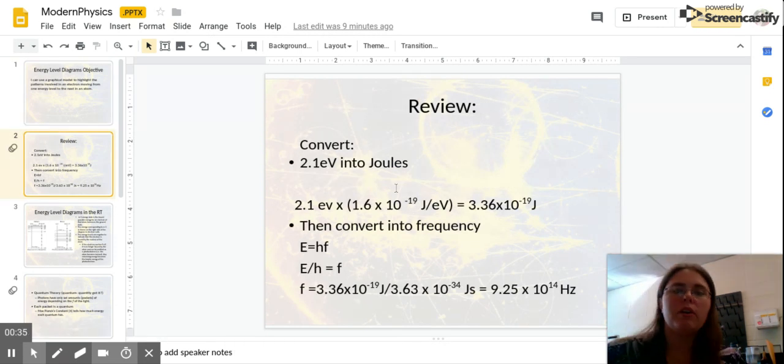So we are first going to review how to convert from electron volts into joules, because you'll need to know this for later in the video. So first we just take 2.1 electron volts and multiply that by 1.6 times 10 to the negative 19th joules per electron volt, and that becomes 3.36 times 10 to the negative 19th joules. And then we can convert that into frequency using energy is equal to Planck's constant times frequency, and that is 9.25 times 10 to the 14th hertz.